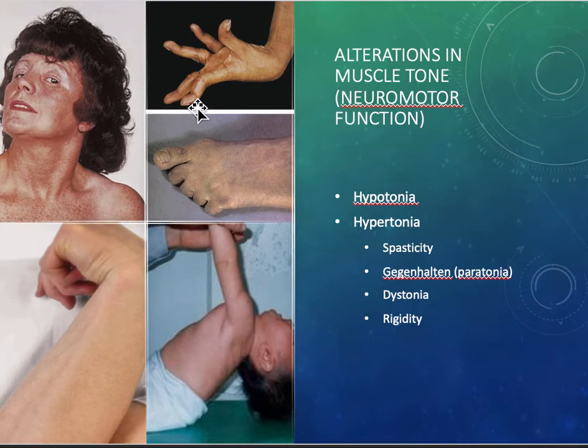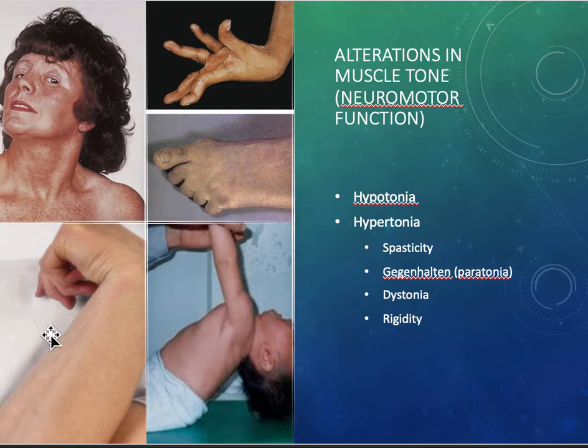Gegenhalten is a type of rigidity. So these are examples of rigidity here, where the muscles are just contracted and rigid. Gegenhalten is a rigidity that we detect on passive movement. So for example, if I tried to move someone's arm, if it was bent and I tried to straighten it, Gegenhalten means that they pull back and resist me. If I pull harder, they pull harder. That's also called paratonia.